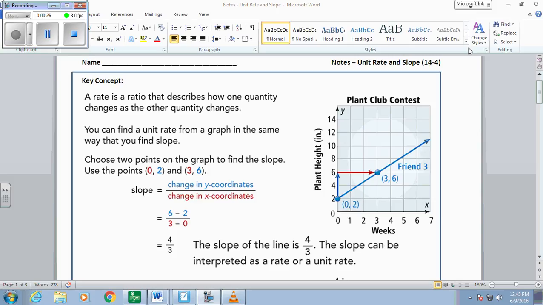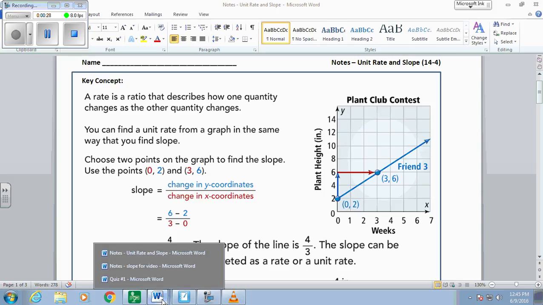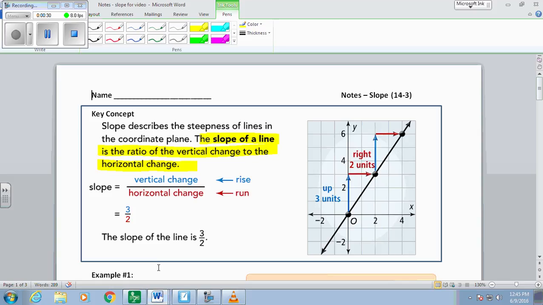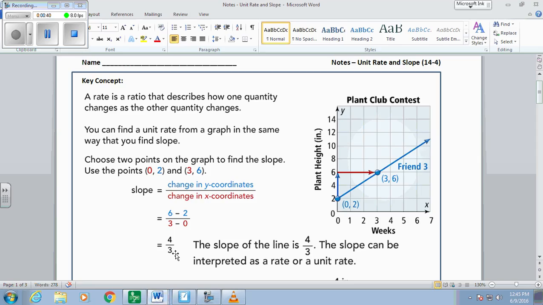Well, if we go back to our definition from yesterday on slope, again, slope is a ratio. So if slope is a ratio and is written technically as a unit rate, aren't we truly finding a unit rate when we find the slope? So they're just reminding us here that we're choosing 2 points in the graph to find the slope. I like how it's color-coded here.